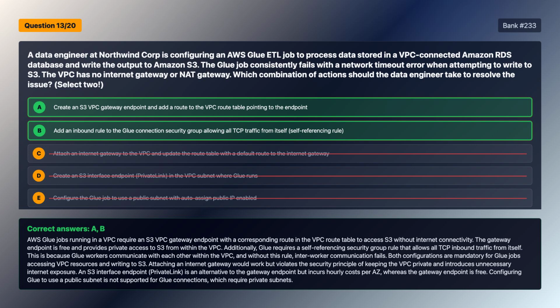Attaching an internet gateway would work but violates the security principle of keeping the VPC private and introduces unnecessary internet exposure. An S3 interface endpoint private link is an alternative to the gateway endpoint but incurs hourly costs per AZ, whereas the gateway endpoint is free. Configuring Glue to use a public subnet is not supported for Glue connections, which require private subnets.